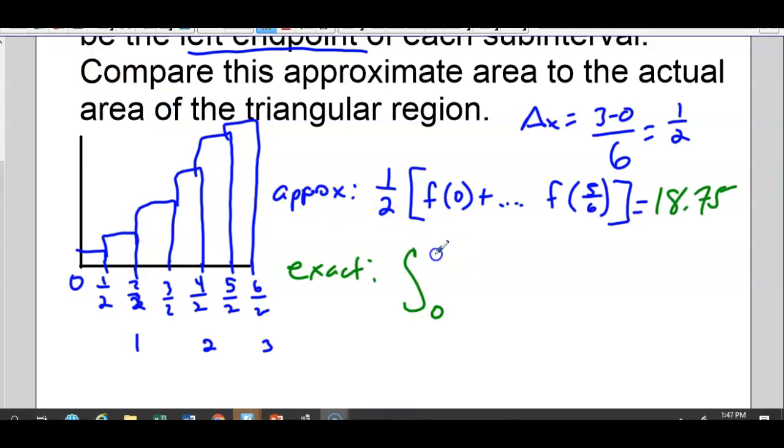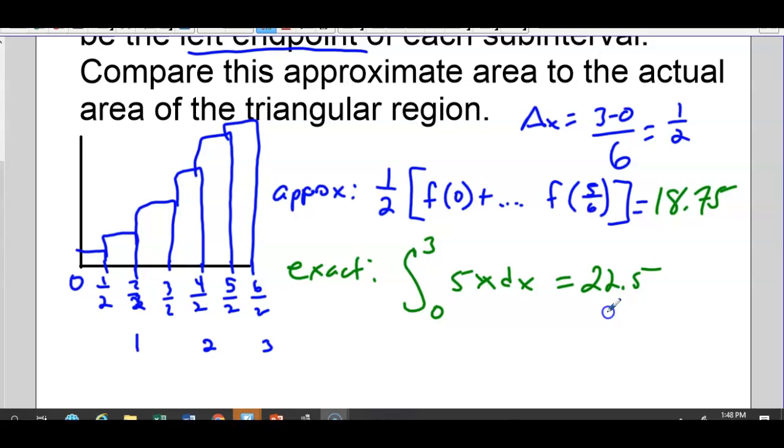All right, so 0 to what? 3. And then we do the integral of 5x dx. Go ahead and do that and tell me the exact value. Oh, I'm sorry, what was it? 22.5. You got a second on that? Yeah? All right, 22.5.